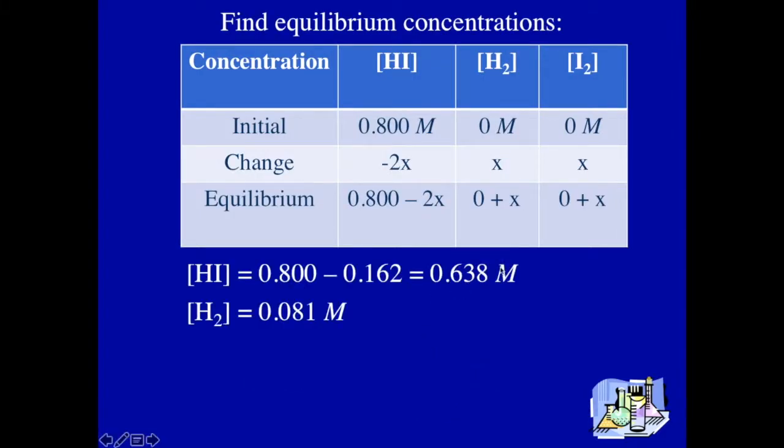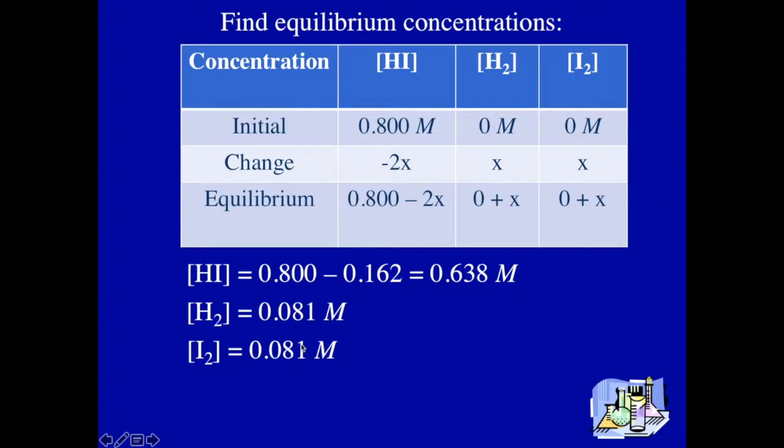0.638 molar at the end, and my hydrogen and iodine have to be equivalent, because for every 2 moles of hydrogen iodide to decompose, I have to make 1 mole of this and 1 mole of that. There's no other possible way. So these 2 concentrations have to be equivalent.